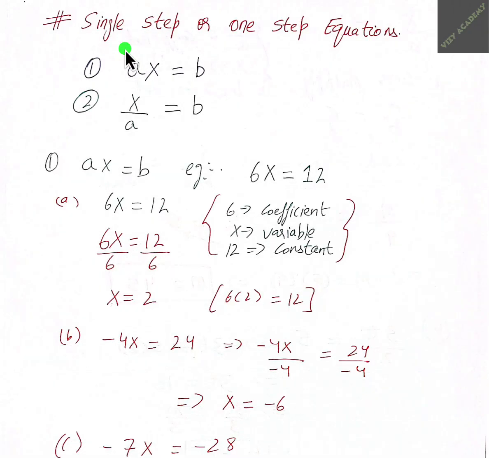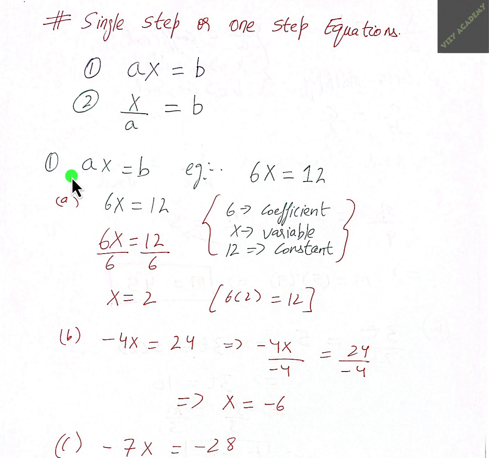In this lecture, we are going to learn about single step or one step equations. So single step equations are in the form of Ax equal to b. Here a is the coefficient, x is the variable and b is the constant. It can also be in the form of x over a equal to b, where 1 over a is the coefficient, x is the variable and b is the constant.